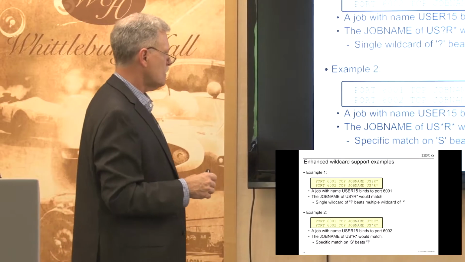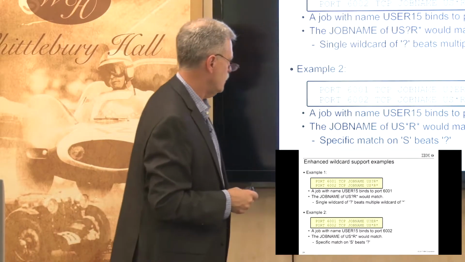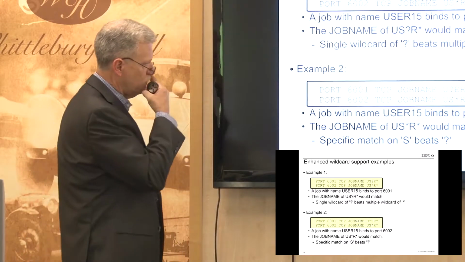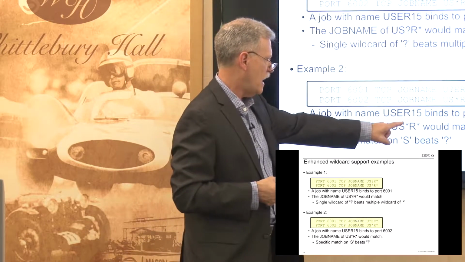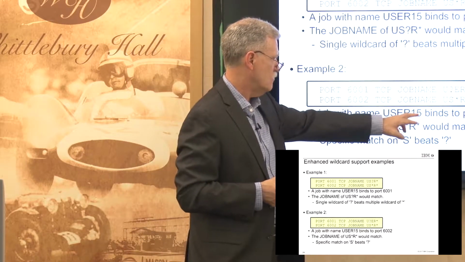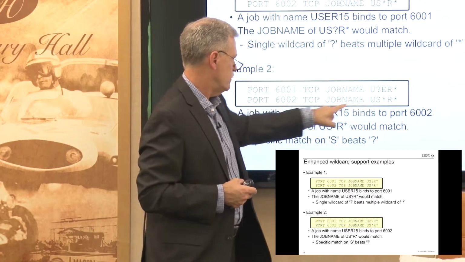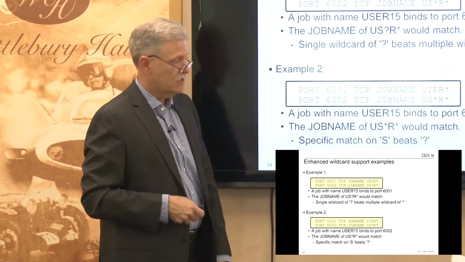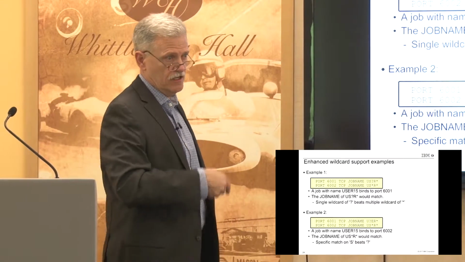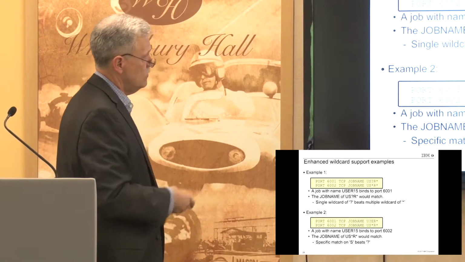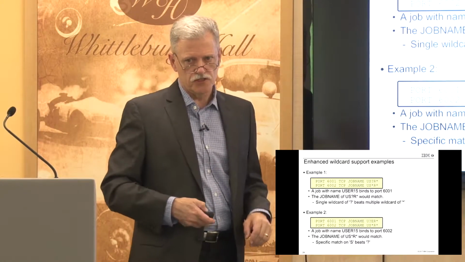Example 2: again, I have 2 port names and the wildcard character shown here. Now a job name with user 15 binds to port 6002, and the reason it does is that the job name US asterisk R asterisk would match. In that case, S is more specific than this, so we would go to 6002. It's very simple: just go left to right until you find the first one that's not specific, and keep going until you can eliminate the job. So now you have plenty of flexibility, and customers who would have hundreds of port statements can reduce them to just a handful.